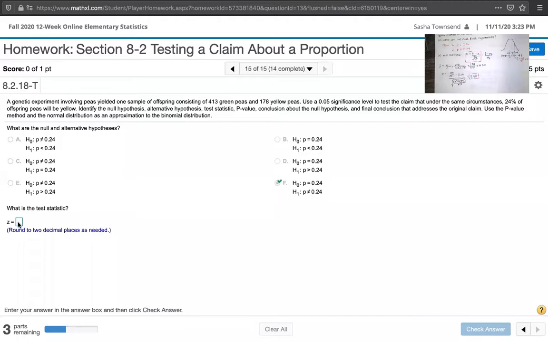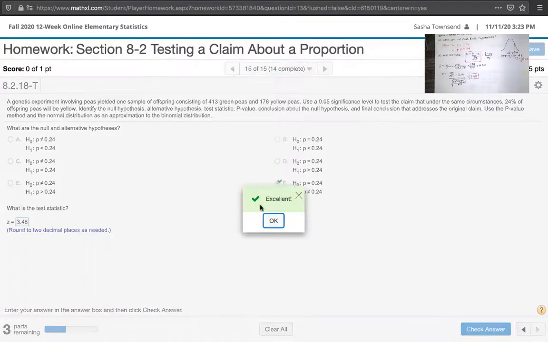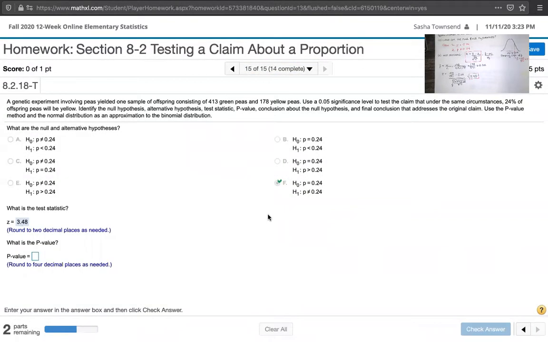Okay, so let's type that in over here on MyLab Statistics, 3.48. Great. And then we want the associated p-value. We can either use Excel to find the p-value, or we can use table A2. So I'm going to show you how to do both.